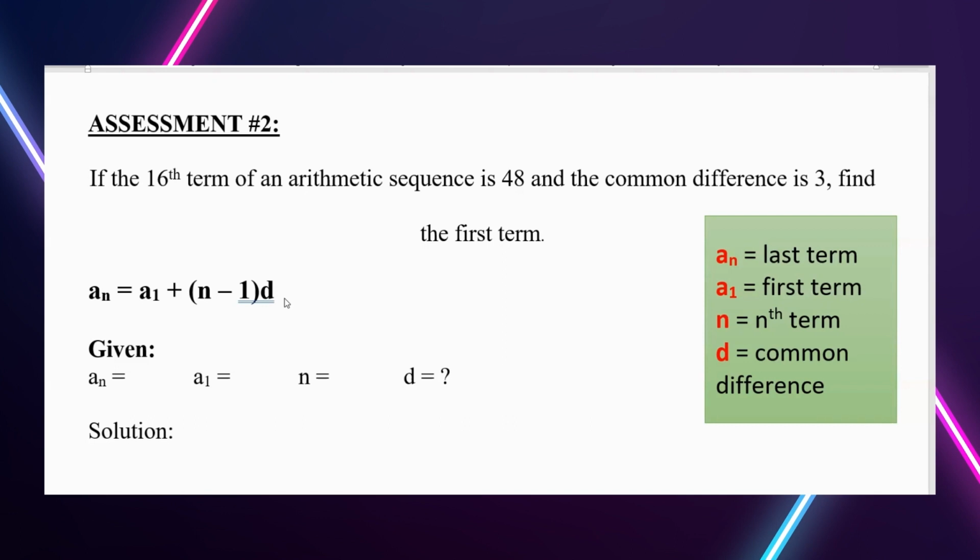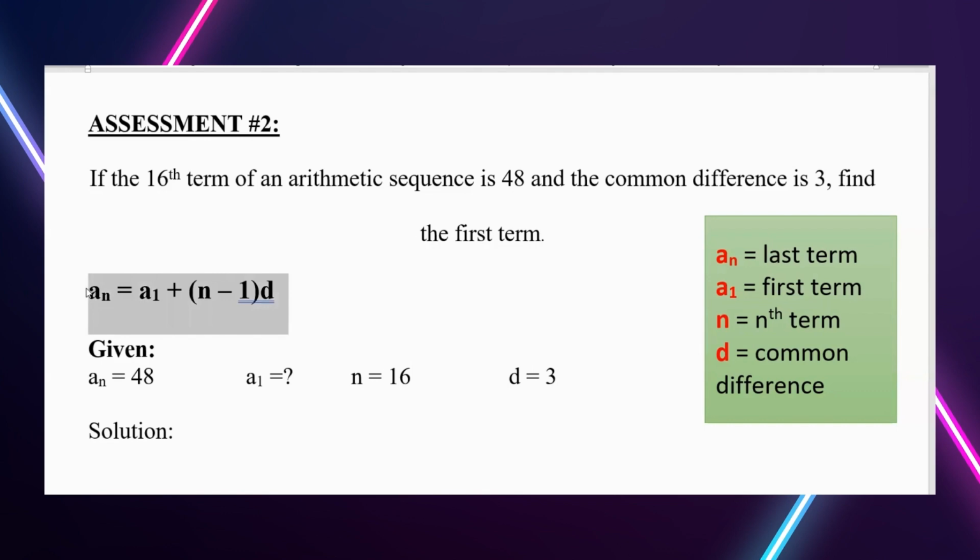Gagamitin natin ang formula na ito para makuha natin ang a sub 1 o ang first term. But before that, we have to identify our given. Our a sub n based sa ating problem ay 48. Ang ating a sub 1 is unknown at ito ang ating hinahanap. Ang n naman natin ay 16 based sa ating problem. At ang ating common difference ay positive 3.